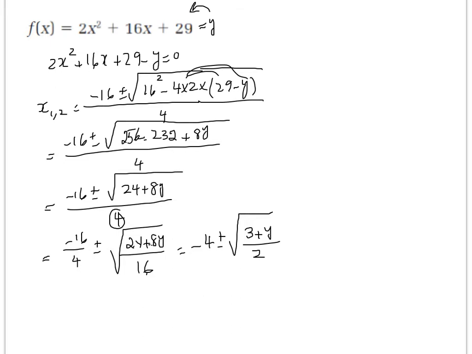Now, this is going to be my x isolated, so I'm going to say f minus 1 based on this is going to be minus 4 plus or minus square root of x plus 3 divided by 2, which is exactly what we got in the previous technique too. So it doesn't matter if you use completing the square or the quadratic formula, you are going to get the same thing.